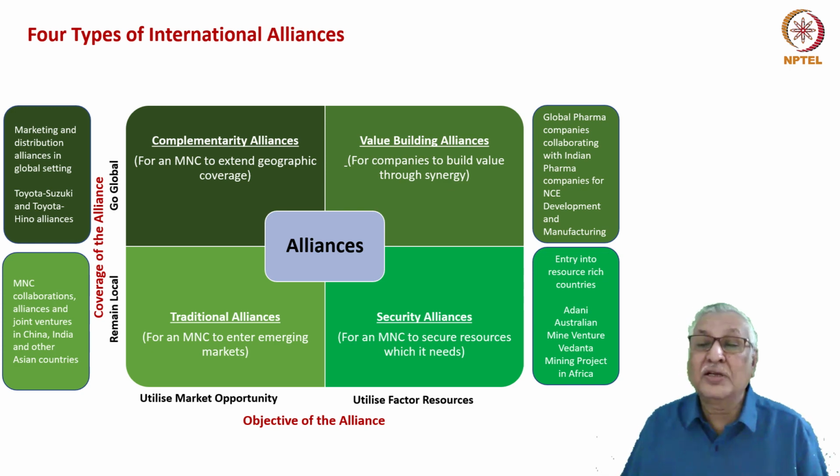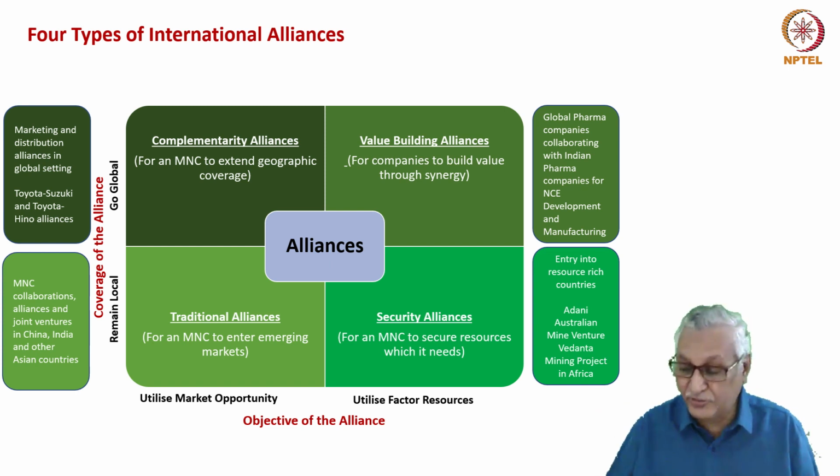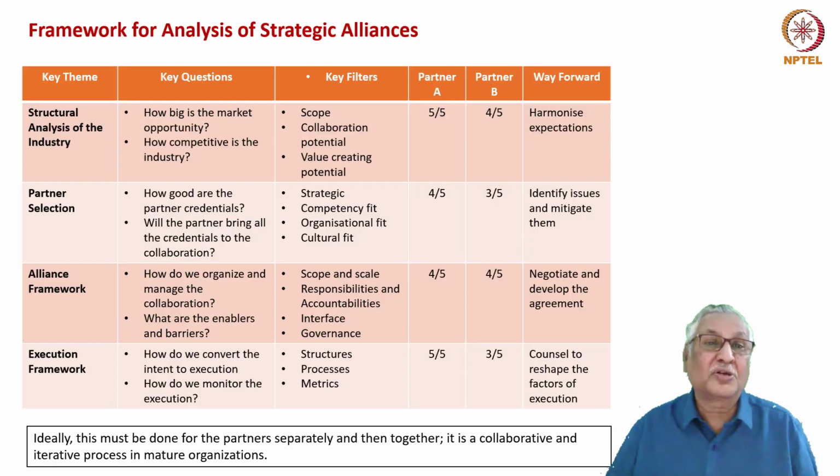Then you have value building alliances. That is, the alliance objective is to utilize factor resources and the alliance objective is also to go global. So globalization through availability of factor resources from different regions. And this helps the companies build value through synergy. Global pharma companies collaborating with Indian pharma companies for new chemical entity development and manufacturing come in the nature of value building alliances. So we have four types of international alliances that are possible.